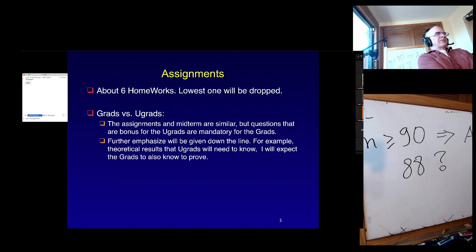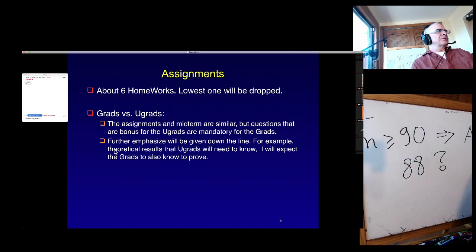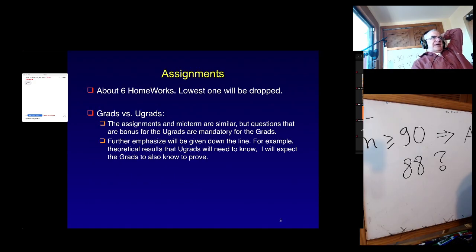What else bureaucracy-wise? I'm sure that I forgot something. Things will come up.